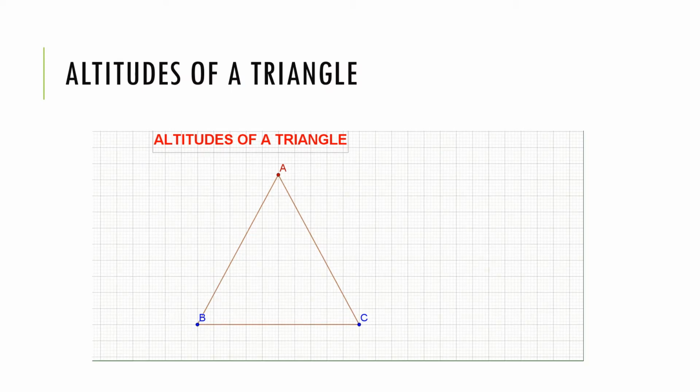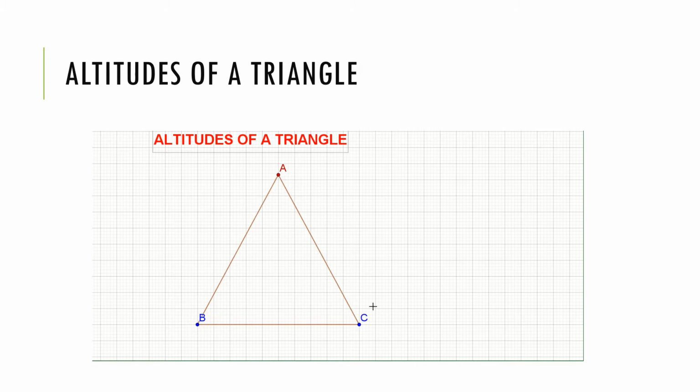Hello children, today we will be studying what the altitudes of a triangle are, how many altitudes a triangle has, and where the altitudes of a triangle meet. First, let us take an acute angle triangle.